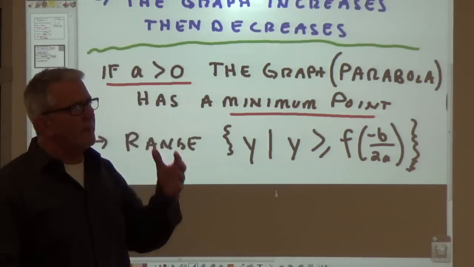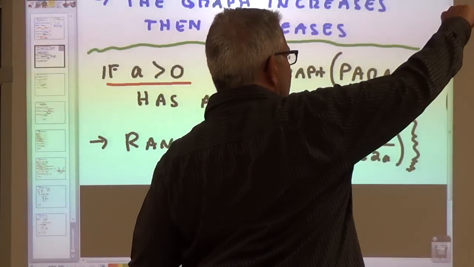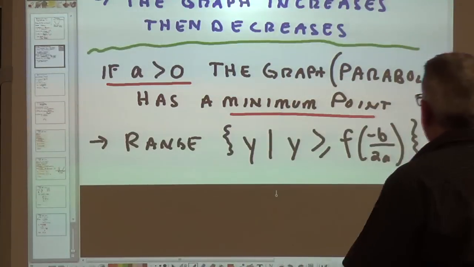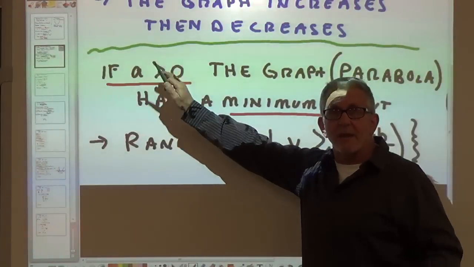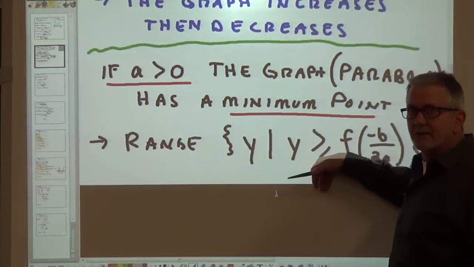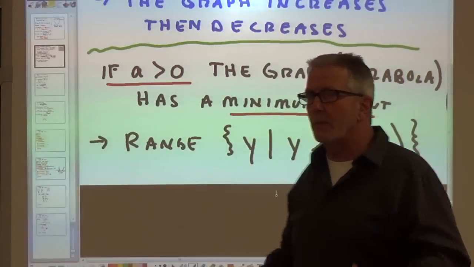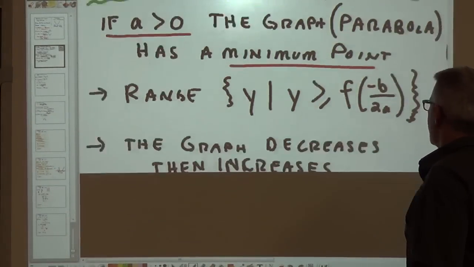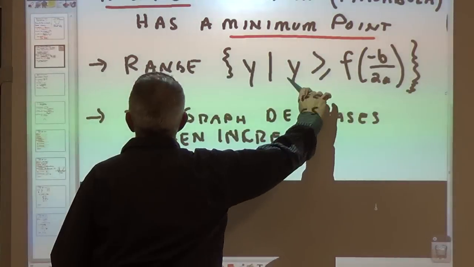Hey, what else do I know? If I'm talking about increasing and decreasing, or decreasing and increasing, and this has a minimum point, what am I doing? Oh, it looks like I'm going to be decreasing and then increasing. That's what happens around local minimum points. We'll talk more about that in calculus and pre-calculus. So the graph decreases, then it increases.